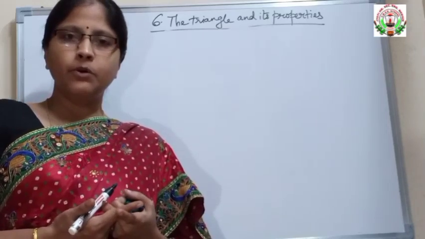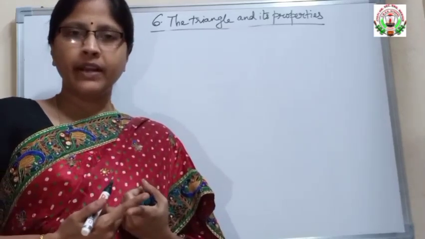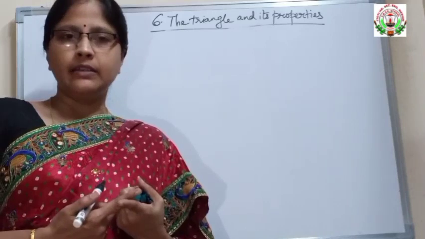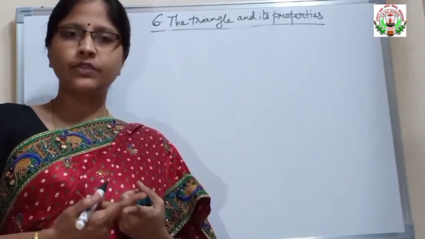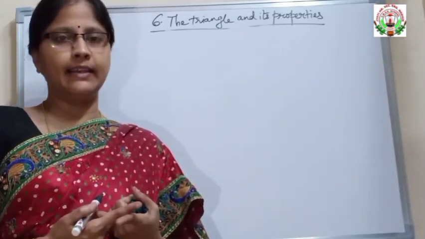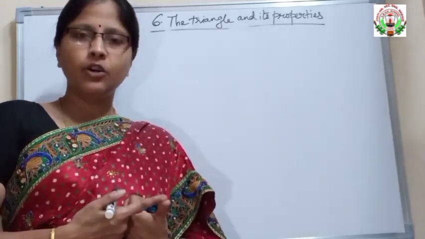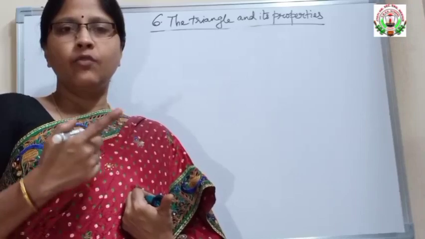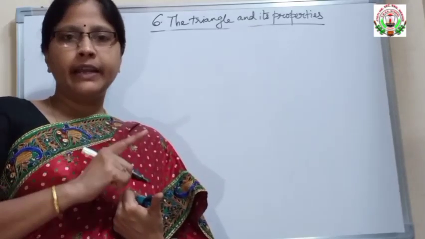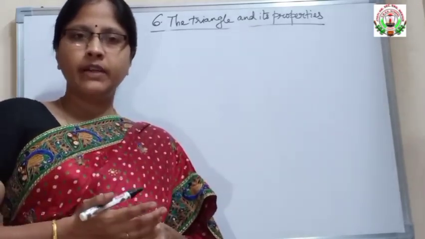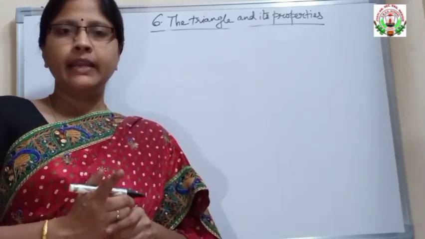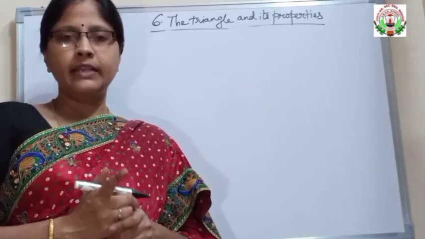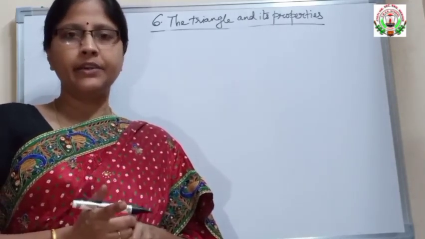Next, we have learnt about the types of triangles according to the angles. First one is acute angle triangle where all the three angles of the triangle are less than 90 degrees. Next, we have learnt about obtuse angle triangle where one angle is more than 90 degrees. Next, third one we have learnt about right angle triangle where one angle is 90 degrees. It is 90 degrees every time, right angle triangle.